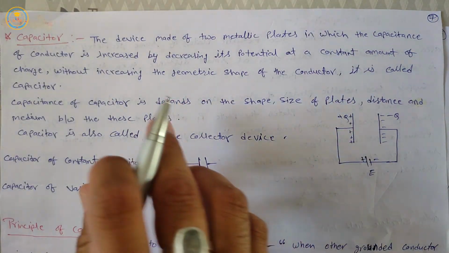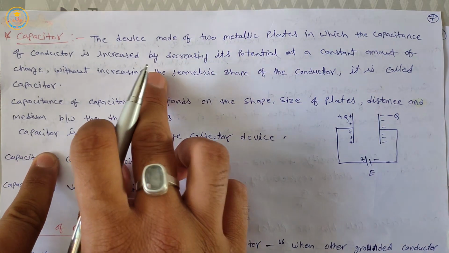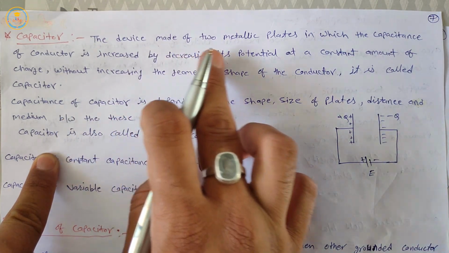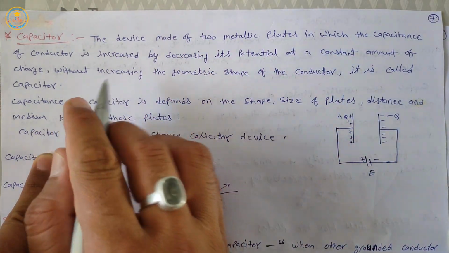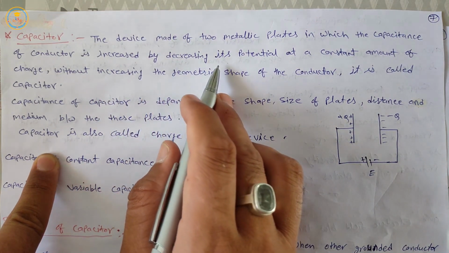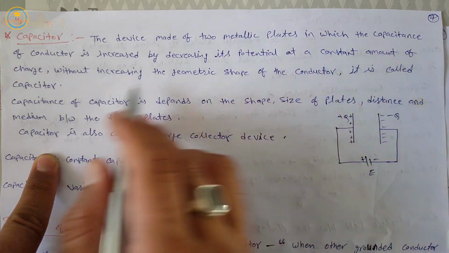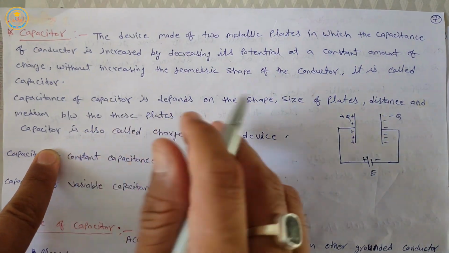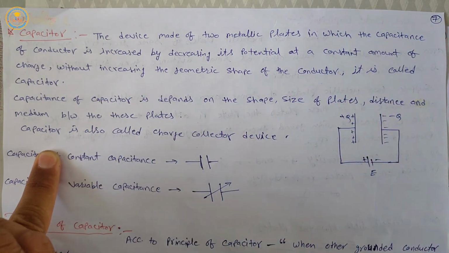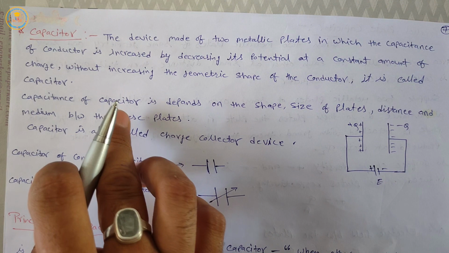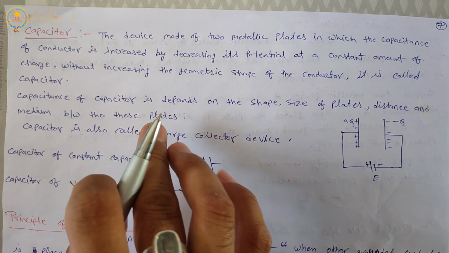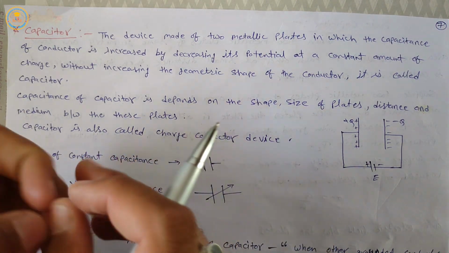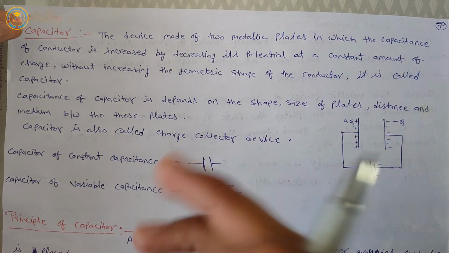According to this formula, we define a capacitor. Again, the definition of a capacitor: the device made of two metallic plates in which the capacitance of a conductor is increased by decreasing its potential at a constant amount of charge without increasing the geometric shape of the conductor. This device is called a capacitor. The capacitance of a capacitor depends on the shape and size of the plates, the distance between the plates, and the medium between the plates.